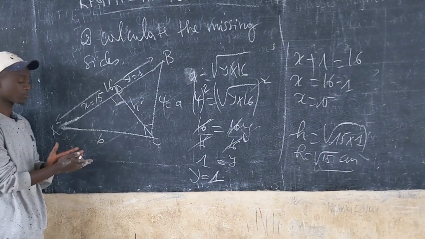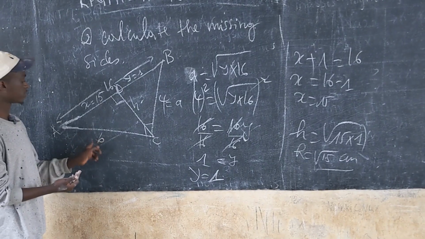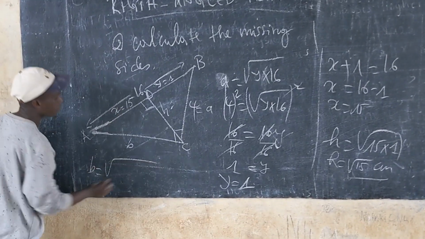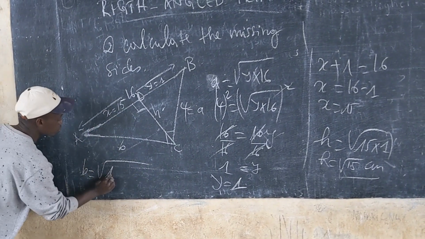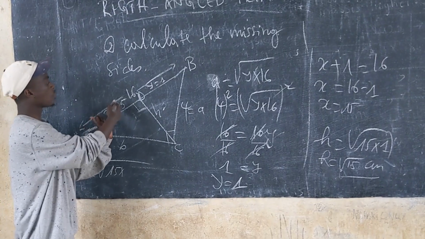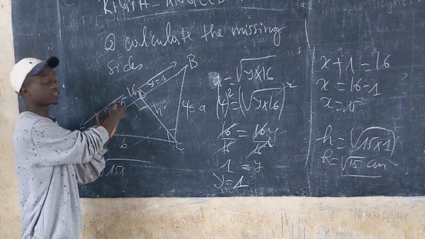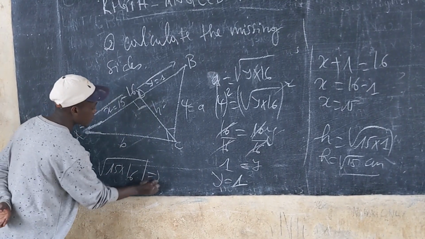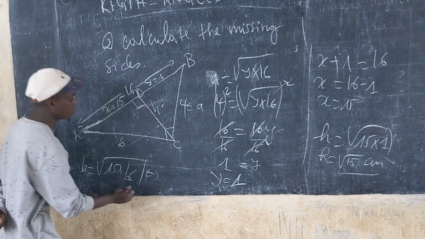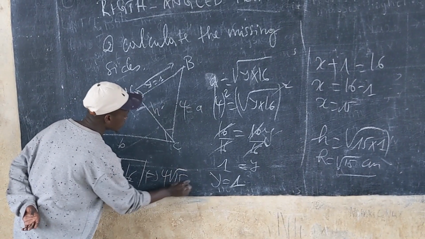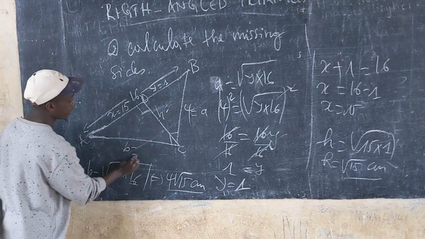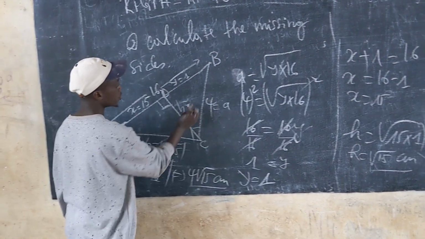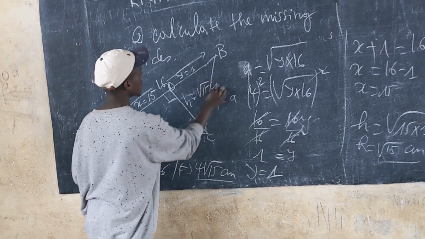How about b? If you are asked to calculate the value of b, it is quite simple and straightforward. b must be equal to the square root of this side, which is 15, times the sum of this side plus this side, which is 15 plus 1, which is going to be 16. The answer will be the square root of 16, which is 4, times the root of 15 centimeters. So B will be equal to 4 root 15. And H will be equal to the root of 15 centimeters.